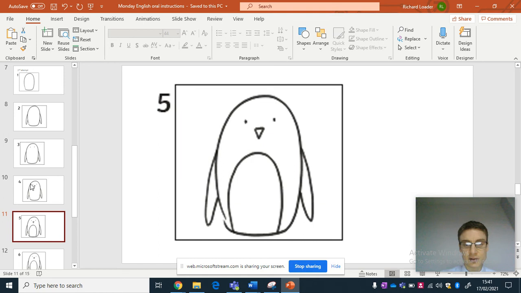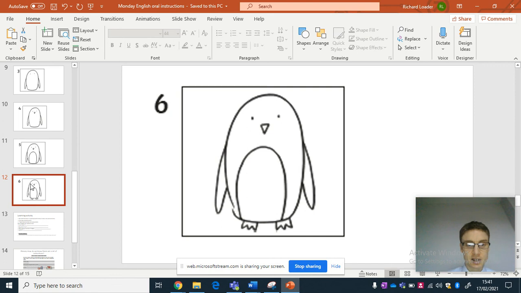Then we need to draw another oval shape that's flat at the bottom, so from the bottom of the penguin's body, an oval shape heading up towards the beak. Okay, that's going to be for his chest, isn't it? And then finally we need to give it 2 feet. Okay, and I'd use that M shape.